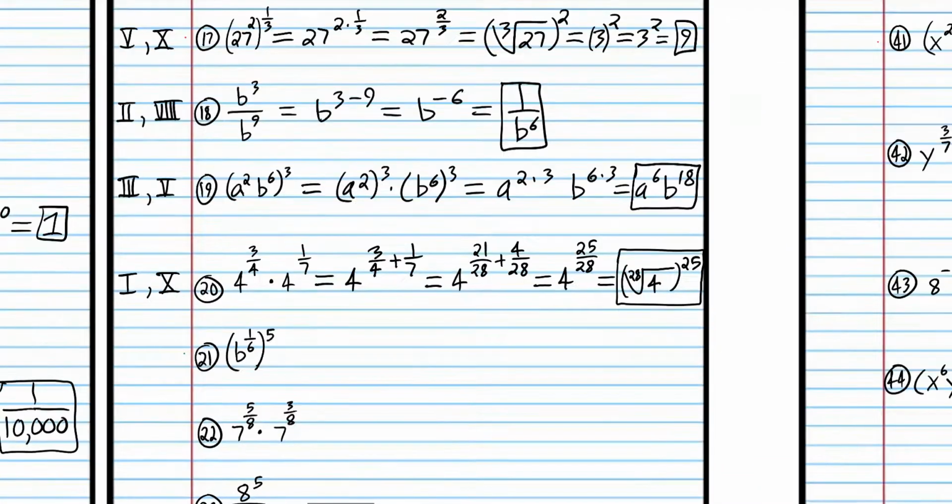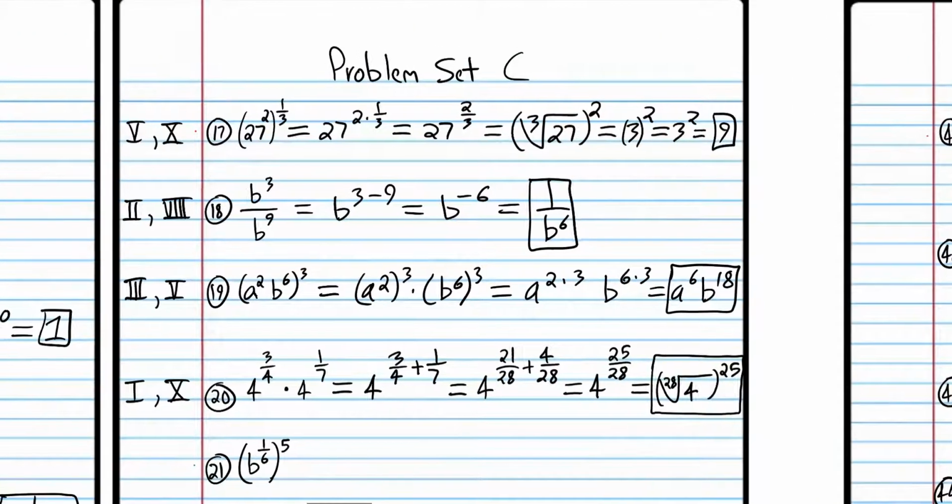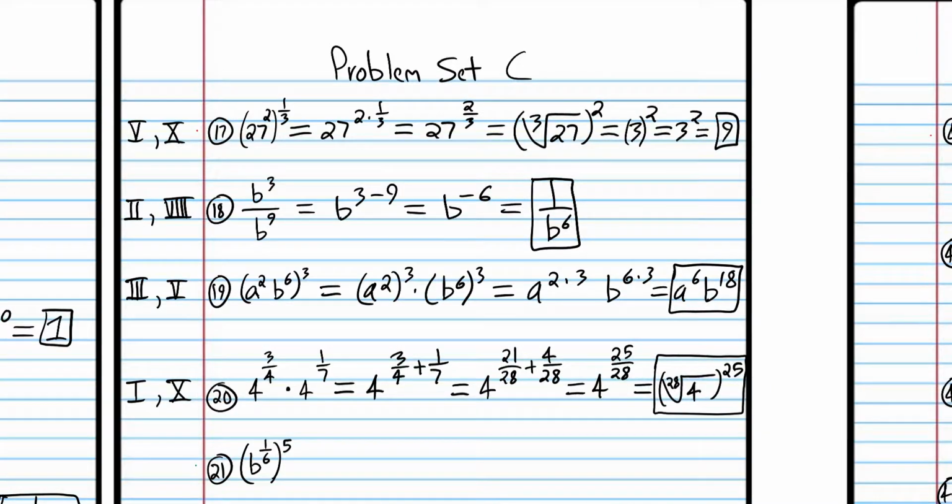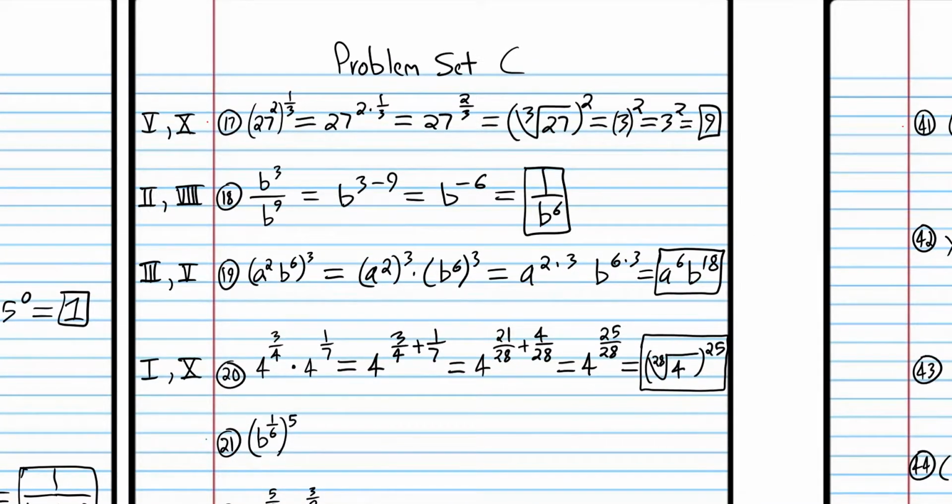So now it's time for you to try. I want you to try number 21 and use numbers 17 through 20 to help you. And when you come back, we'll do it together. All right, we're back.